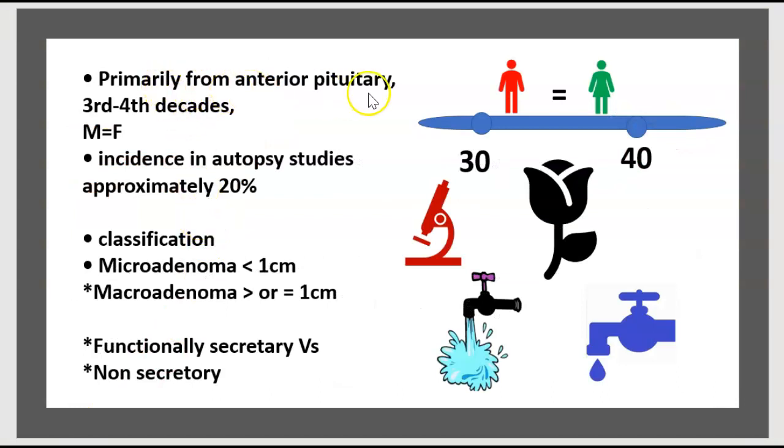Primary adenoma from anterior pituitary, third to fourth decade of life, between 13 to 40. Male equals female. Incidence in autopsy study approximately 20%. They are classified as microadenoma, less than 1 centimeter, or macroadenoma over 1 centimeter. Functionally, there is secreting and non-secreting.